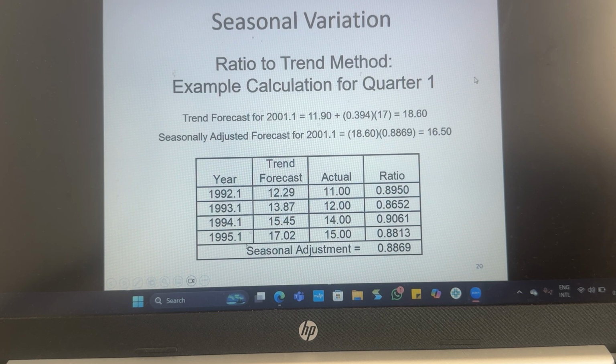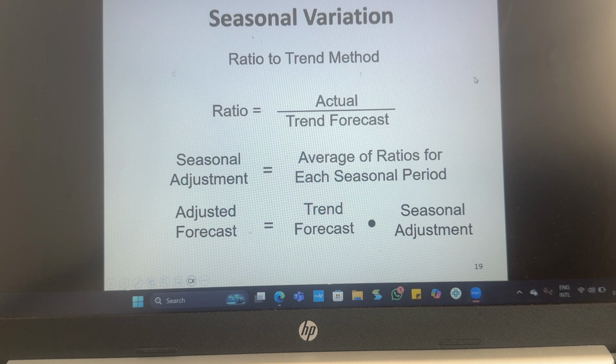Okay, so according to this calculation, the first quarter seasonal adjustment is 0.8869, but because we limited it to 2 decimals, that's why you got a little bit different number. That's okay, right? So likewise, you get the other 4 quarters as well. This is the first quarter seasonal adjustment. So tell me the number.